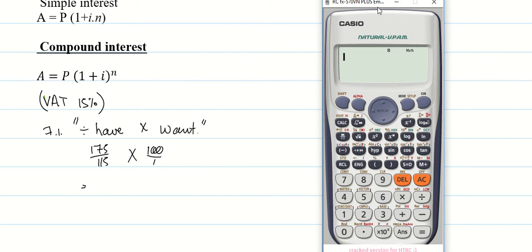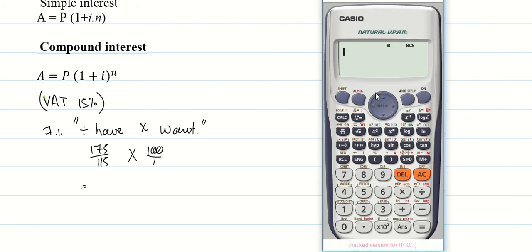I am very generous with my calculator, and I ask him, Mr. Cashier, could you help me out? But when in an examination, I whisper this to him because we don't want to make any noises in examination. So we say 175 over 115, and then we multiply by 100 over 1. You don't have to type that 1 in, but just for safety, let's do that. And that was our answer, 3,500 over 23.